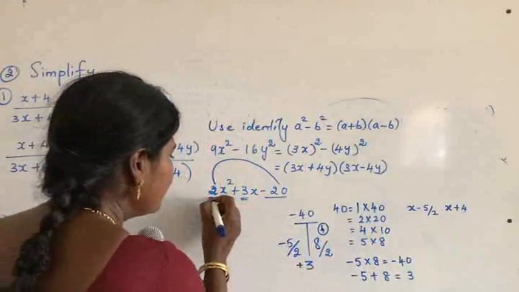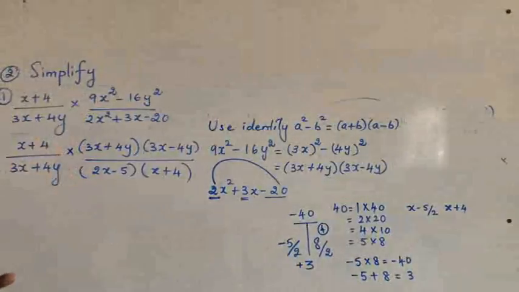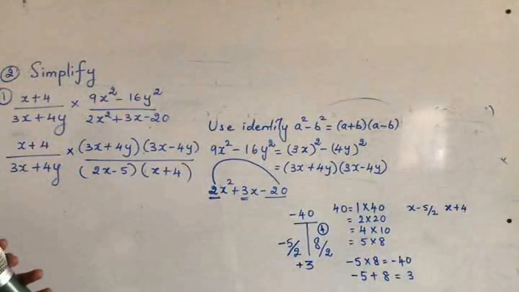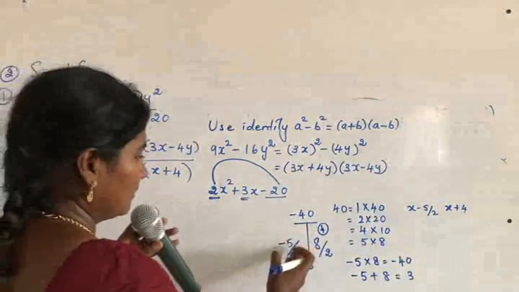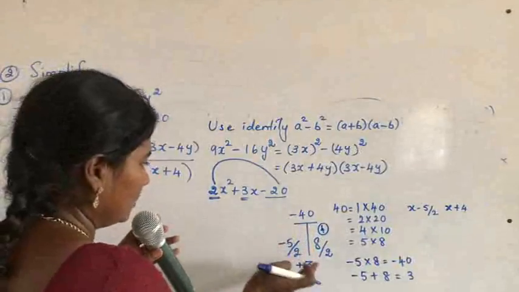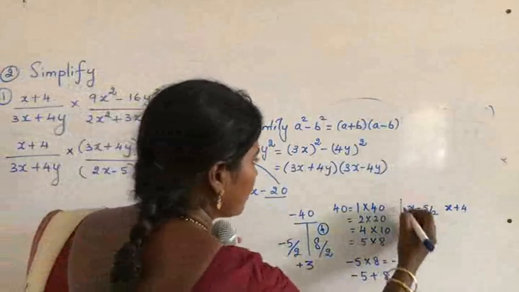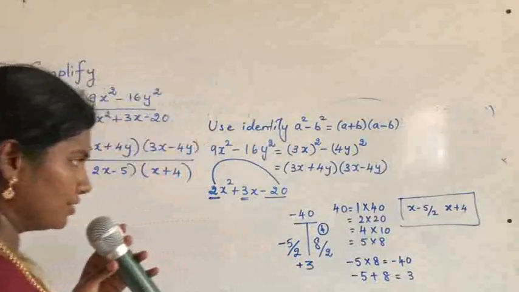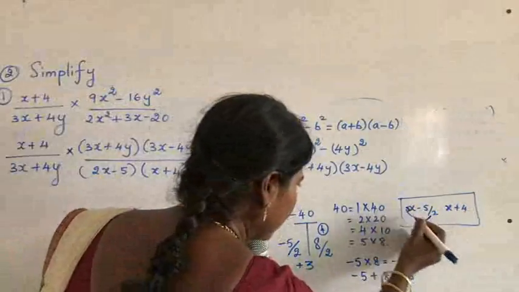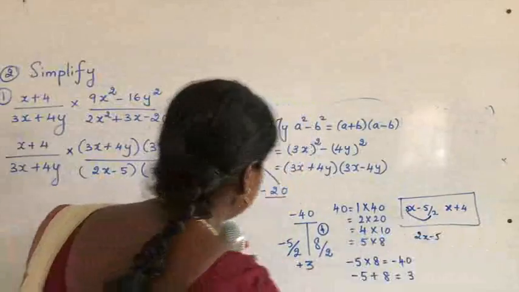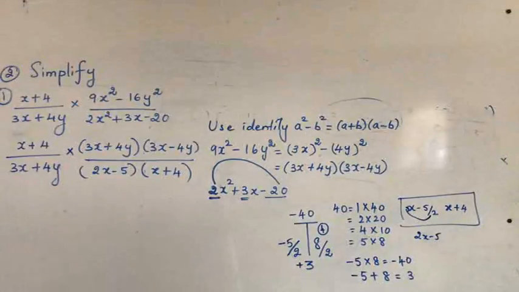But now, since the first term's coefficient is other than 1, you have to take that particular coefficient and divide by both the numbers. So you get minus 5 by 2 and 8 by 2. This we have already done in our 9th standard, how to write the roots. So it's x minus 5 by 2 and x plus 4. The 2 goes over here like this. So it becomes 2x minus 5 and x plus 4. So we have written the factors 2x minus 5, x plus 4.